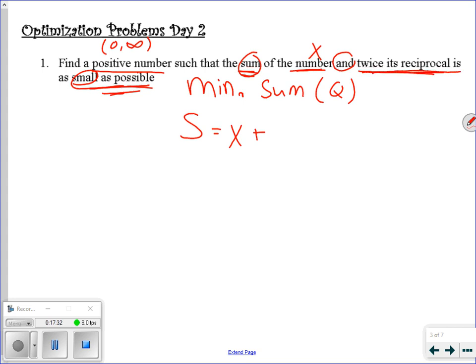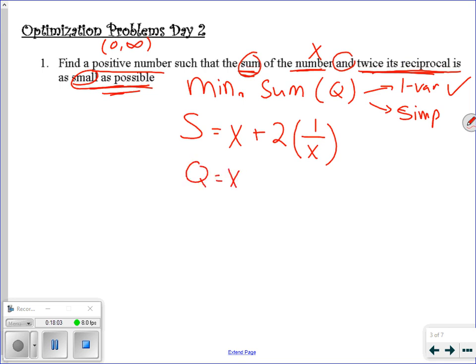Okay, what does that mean? Twice its reciprocal. So that's going to be double its reciprocal. Now, its reciprocal is just 1 over x. So I'm trying to minimize this sum, the sum of a number and twice its reciprocal. Once we get that equation, we have to make it one variable and simplify it. And if you notice in this case, the only variable is x, so it's already one variable. Let's just simplify it a little bit.